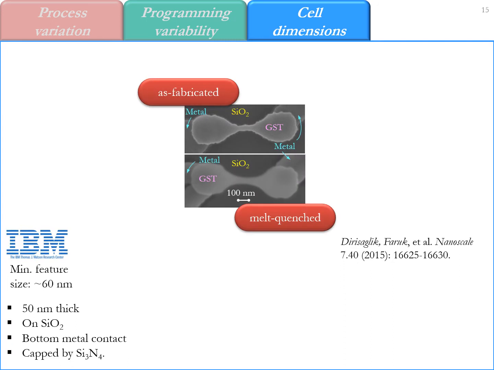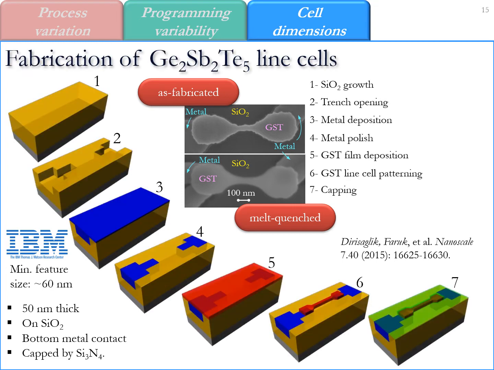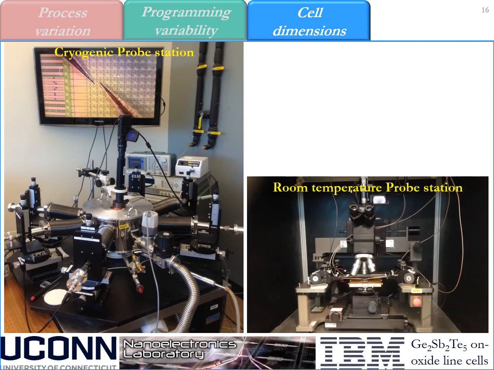We observe that certain cell dimensions and cell designs can enhance the programming variability even further. For our experiments, we used the GST 225 line cells that are fabricated at the IBM T.J. Watson Research Center. These cells are 50 nanometers thick. These are on silicon dioxide. They have bottom metal contact pads and are capped by silicon nitride. We anneal these cells up to 650 Kelvin temperature inside a cryogenic probe station to reach the stable hexagonal close-packed, or HCP, crystalline state, and then perform the electrical characterizations at a room temperature probe station.